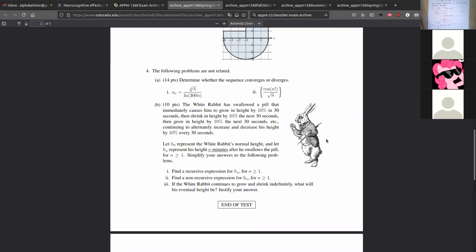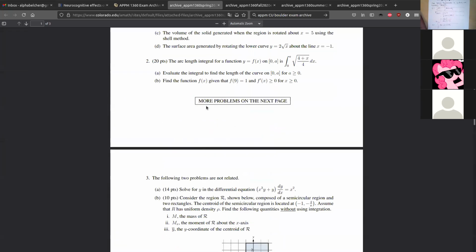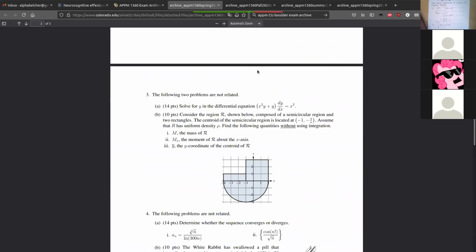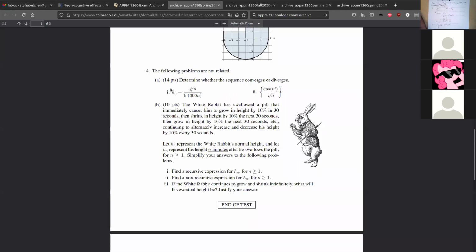So here we have an old exam. It's written a little weird. I don't know why they have these. This was from spring of this year. We've got a couple of sequences. Determine whether or not the sequences converge or diverge.